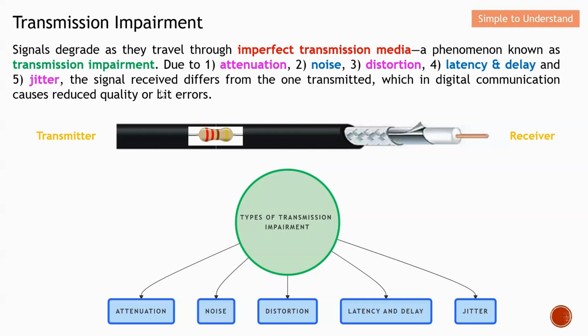So basically the signal received is different from the one that is transmitted. As I mentioned just now, when we want to transmit the signal, we want the receiver to receive the exact signal that we want to transmit. However, this is not possible due to transmission impairment. Once we have some discrepancy in the received signal, this will cause a reduction in quality, or in digital form, there will even be some form of bit error, which means that instead of 0, I receive 1, which is totally wrong. So basically this is transmission impairment.